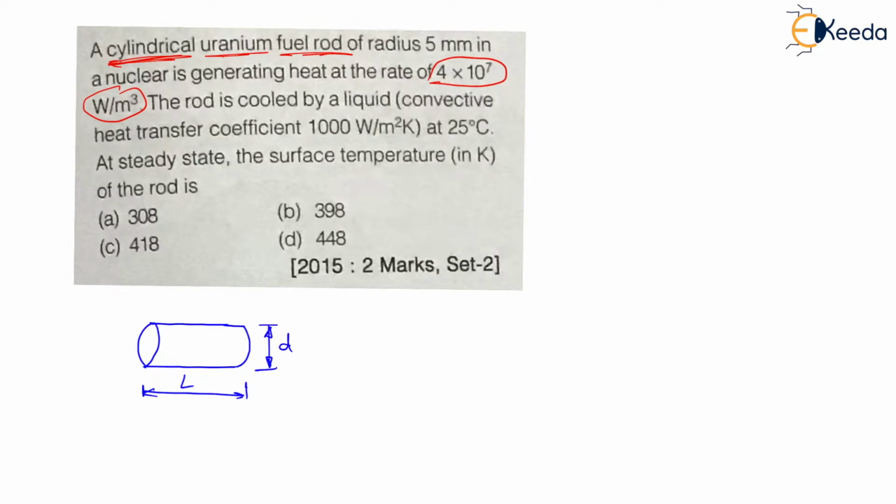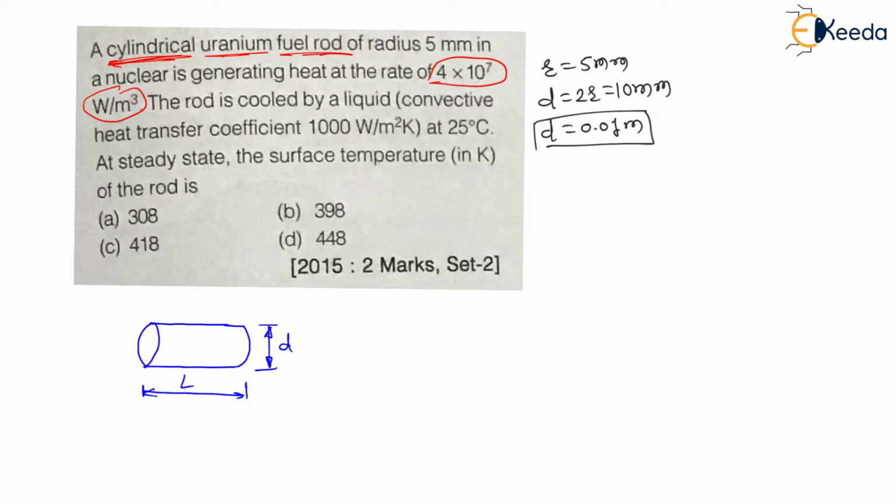And my dear students, here the radius is given 5 mm, right? Here the radius of the rod is given 5 mm. That means we can say the diameter of the rod will be equal to twice the radius, which is nothing but 10 mm. And if I convert into meter, this diameter will become 0.01 meter, right? Because 10 divided by 1000 will be the meter.